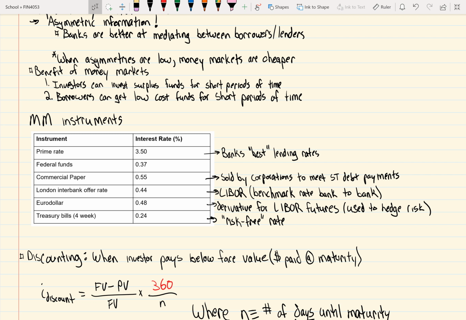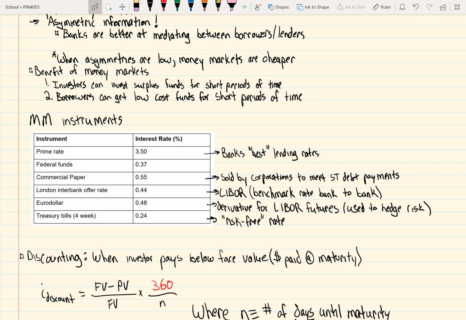So that's because it's sold by corporations to meet short-term debt payments. It's almost their form of a treasury bill, which is why the rate is a little bit higher, because technically corporations could default, unlike the government, hopefully. But it's sort of the same type of thing. If they have an upcoming debt payment in the very short term, they can issue commercial paper, and it's just a short-term thing. They'll pay the lender back with that very small interest rate.